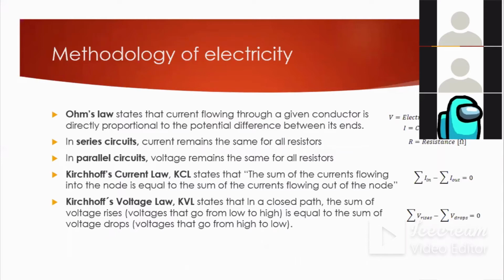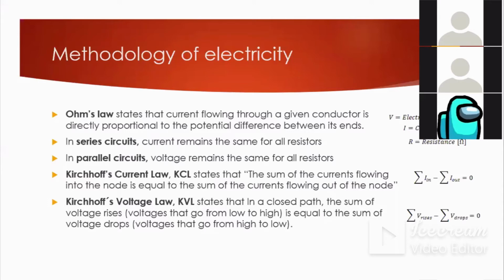The methodology of electricity starts with Ohm's law, which states that the current flowing through a given conductor is directly proportional to the potential difference between its ends. The mathematical expression for it is V, the electromotive force, equals current times the resistance. Two main points to consider when analyzing circuits: in series circuits, current remains the same for all resistors, and in parallel circuits, voltage remains the same for all resistors.